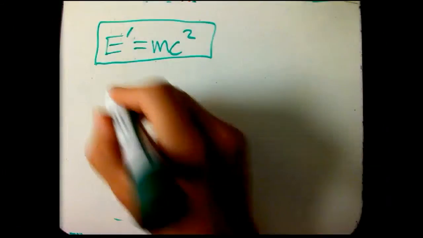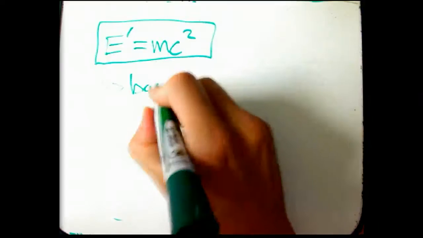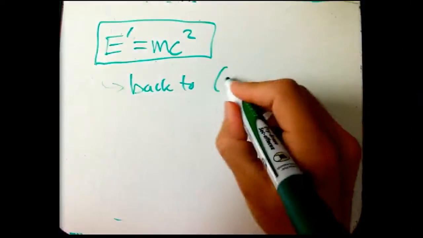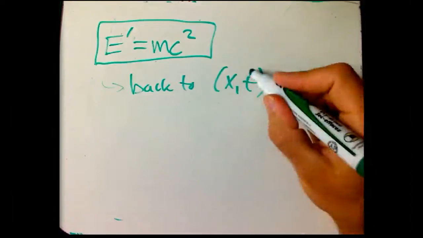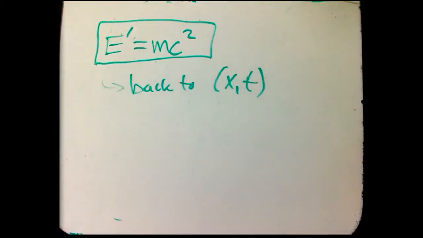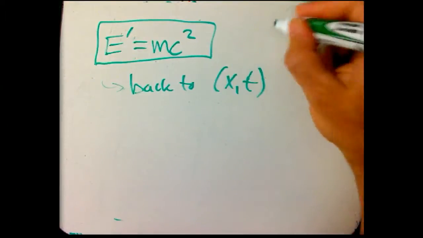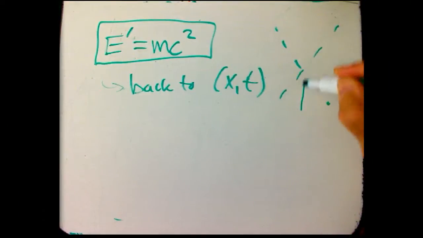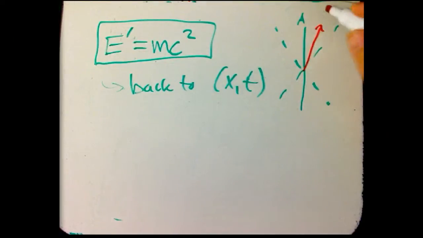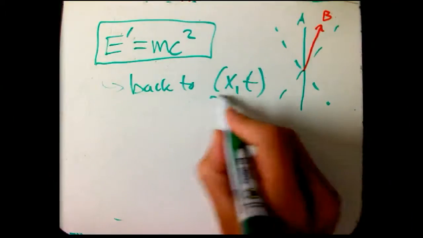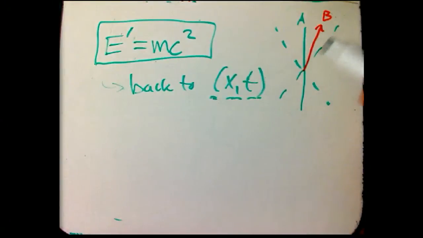Okay, so now let's go back to A's coordinates, x and t. I shouldn't have erased this picture. So remember, here's A, and then B. One thing that A and B can talk about is the relative velocity of B with respect to A. In this coordinate system, how fast is B moving? Okay, so once we've fixed a coordinate system and observer, velocity is totally meaningful.